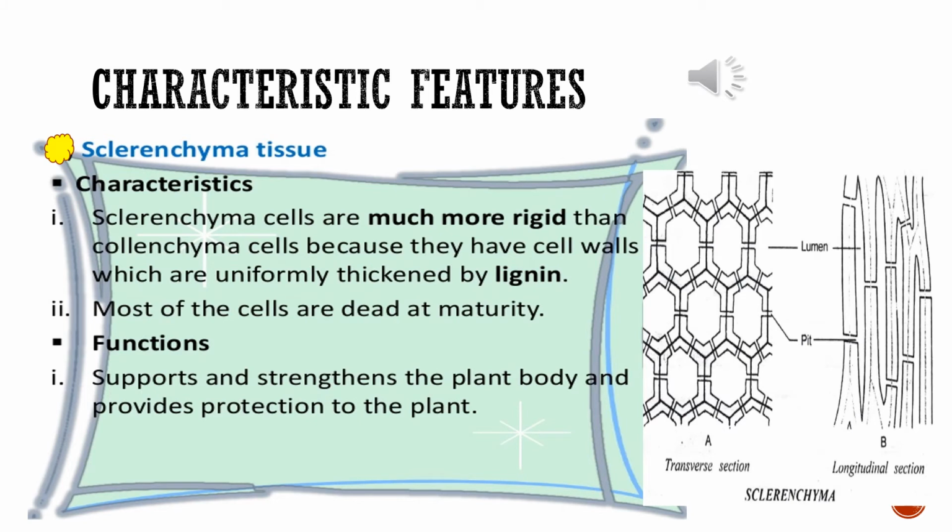We have to understand what the thickening is here. The thickening is made up of lignin. The cell wall is uniformly thickened by lignin, and these cells have lost the division power and have become mature enough. They are basically dead cells. So what is the main function they are going to provide? We have already discussed in the first slide, but let us revise it again: it is a supporter. It is going to support the plant body and will provide protection to the plant. Whatever strength the plant and the tree is holding up, it is because of the sclerenchymatous tissues.